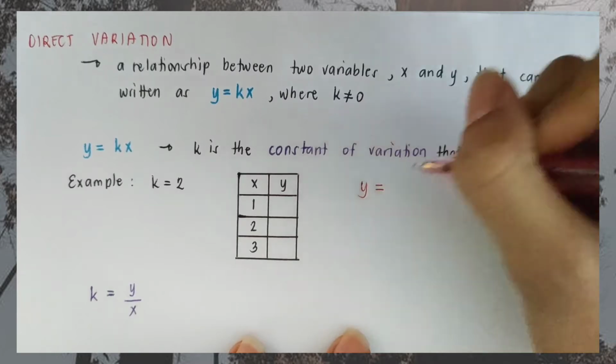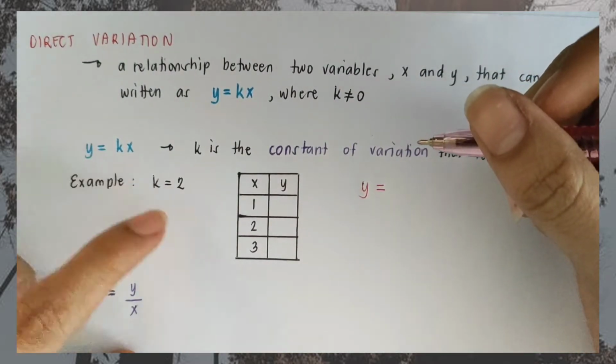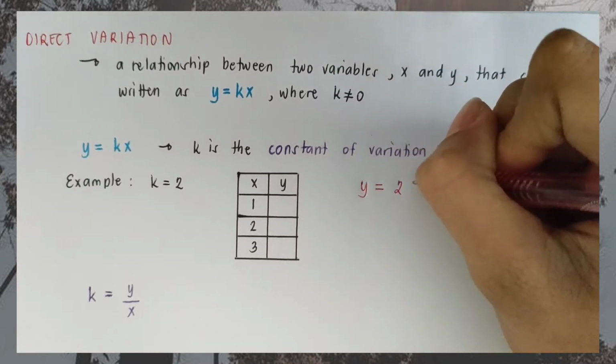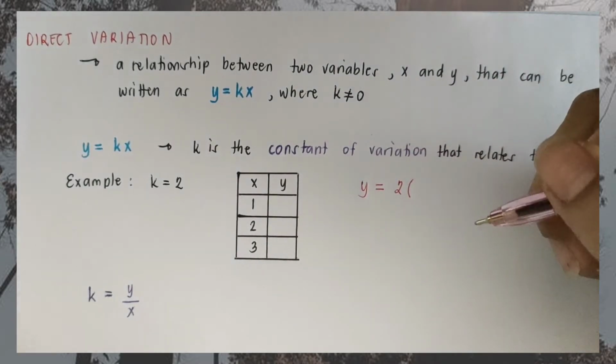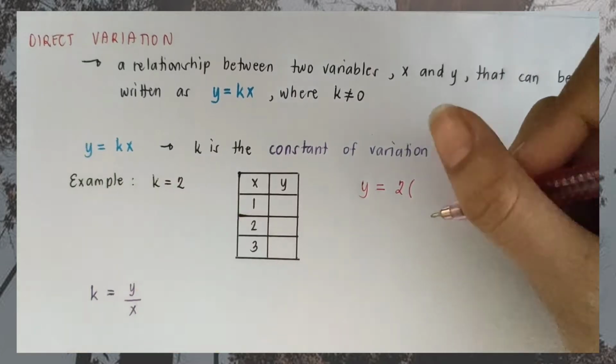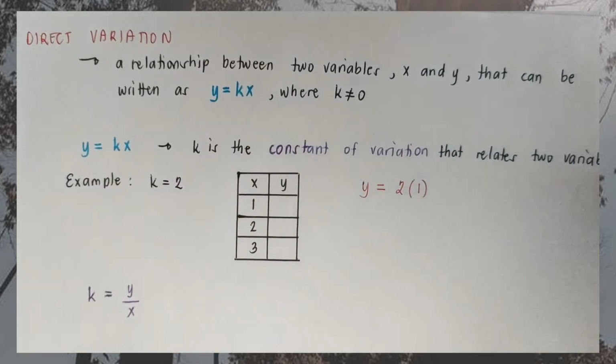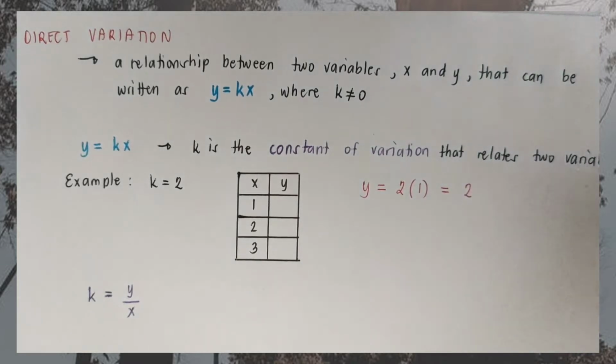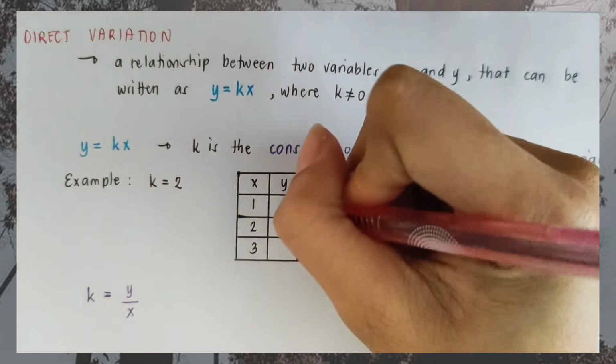Y is equal to, k here is 2, so substitute for the value of k, which is 2, times, what is your x? 1. Then perform the calculation. Our y here is 2. So let us put it on our table.